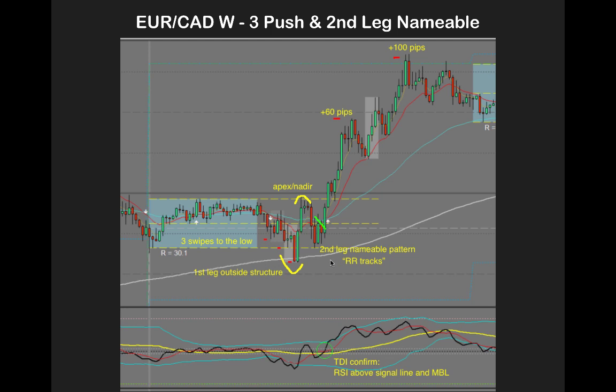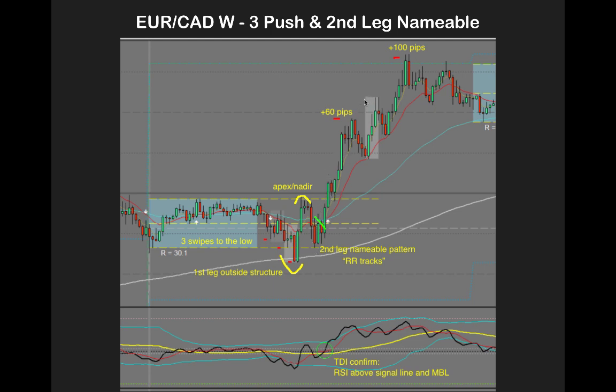That's your entry. Okay, now if you did not have a second leg nameable pattern here, what you would have to do is this candle here would represent your shift candle. Okay, it's approximately a 10 pip candle, 12 pip candle. And it's a shift out of the zone. Okay, this is the signal that you're going to get, basically, that the market maker is moving out of this range and they're about to reverse.